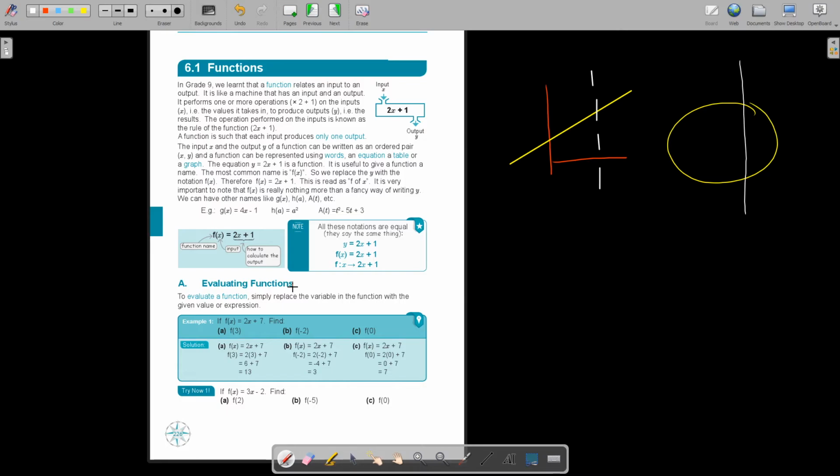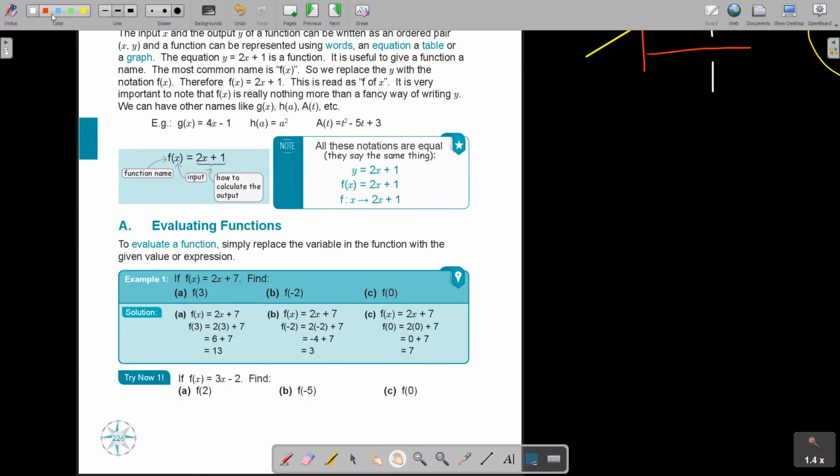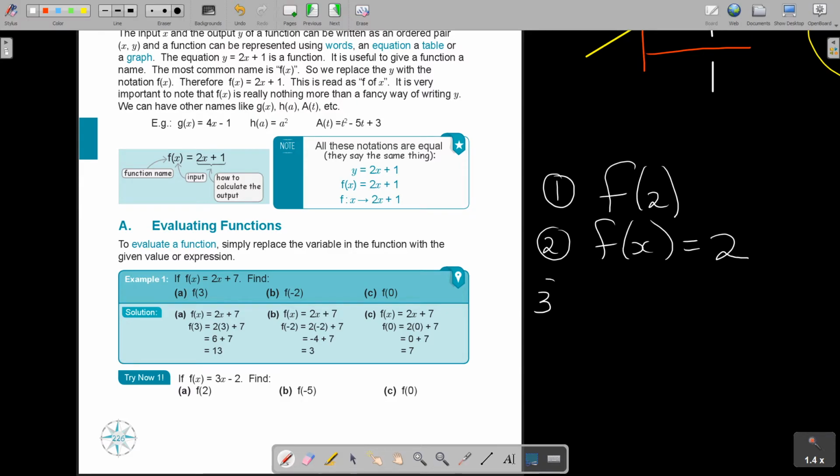Now, I like to say there are 3 things that you must be able to do. The one is they will put the value there. The other one is they will put the f of x there. And the other one, they will ask you to find the inverse. That's the 3. Now, if they put the value there, you substitute in the place of x.